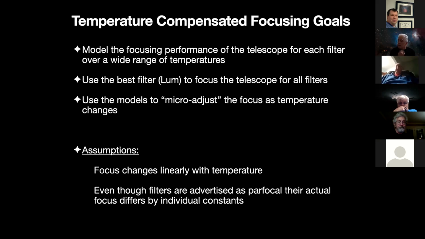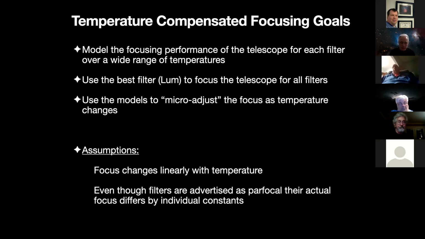There we go. So the goals for my process here were to model the focusing performance of the telescope for each filter over a wide range of temperatures to get a good leverage for building the model. Then use the best filter to focus the telescope for all the filters. The luminance filter has the most light coming through it, so it can come to focus a little bit quicker than all the other filters, especially compared to the narrowband, where I might have to expose for 10 seconds or more before I can get something that can be analyzed for focus. The luminance filter can happen a lot quicker.